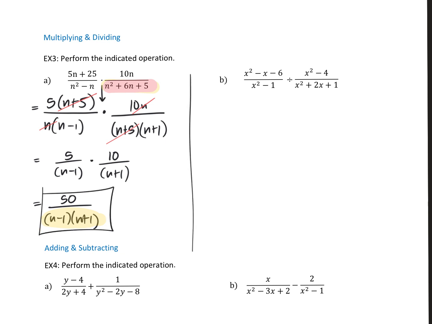For the next one, B. What are we being asked to do? Ooh, division. Okay, but my plan's not going to change quite yet. I'm still going to first simplify and then factor.